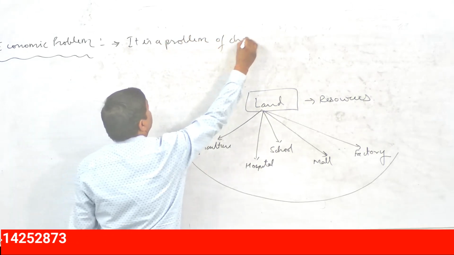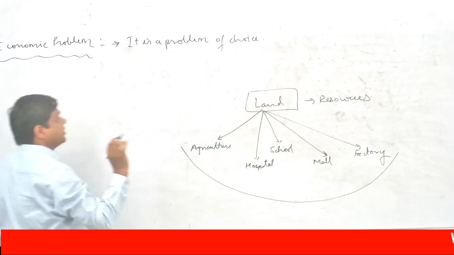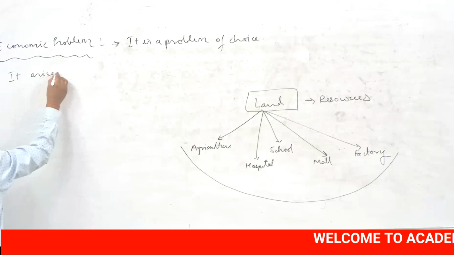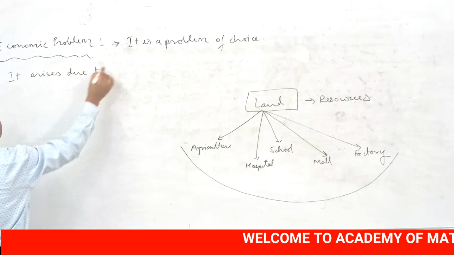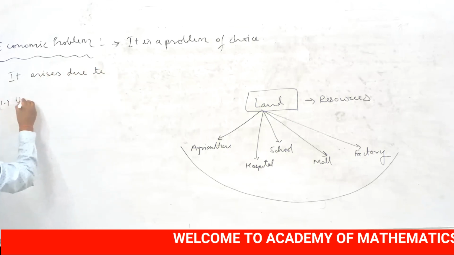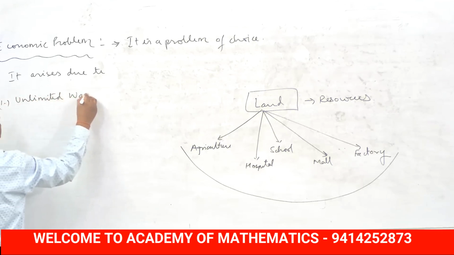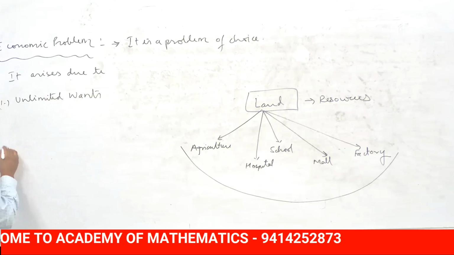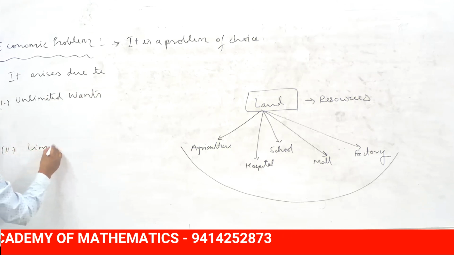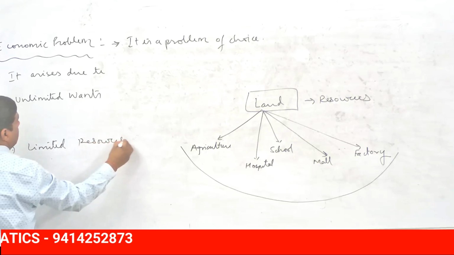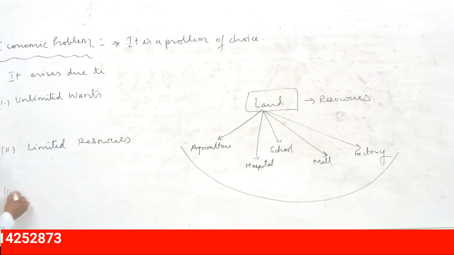It is a problem of a choice. It arises mainly due to, first thing is unlimited wants. Second reason is limited resources, and the third is alternative uses.